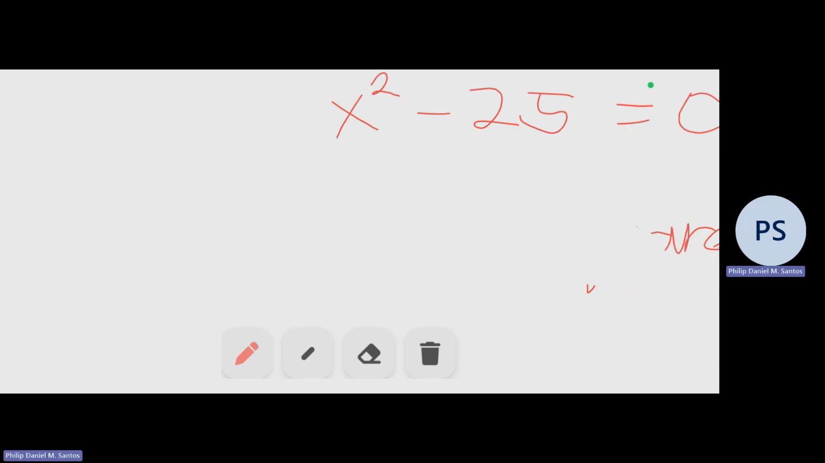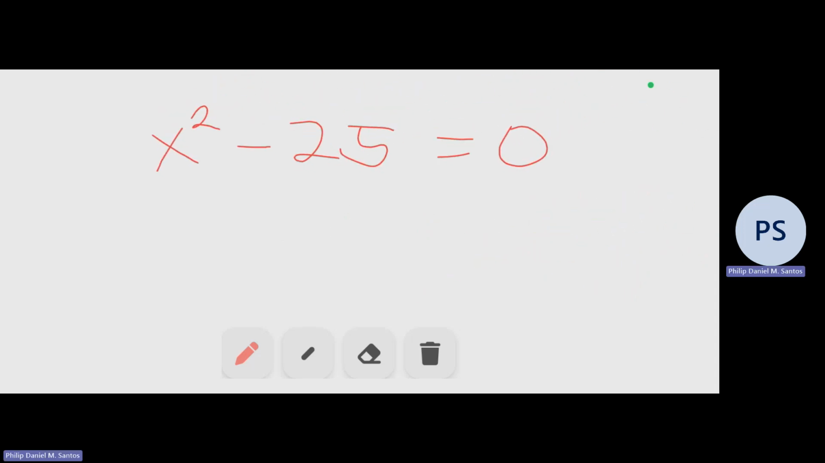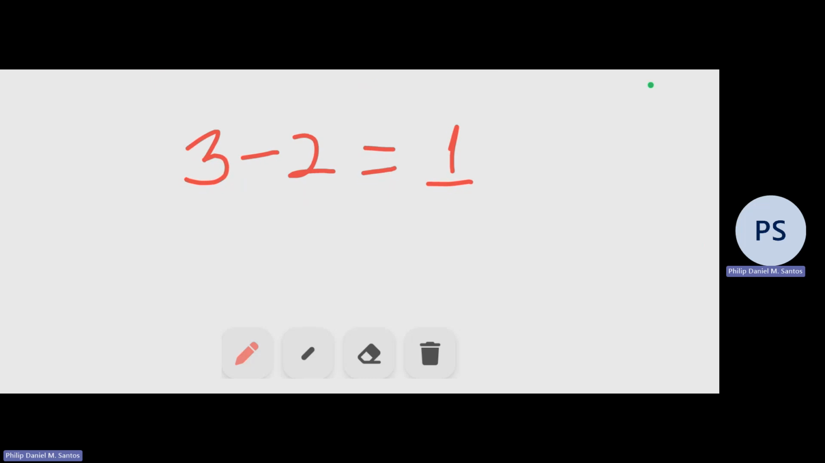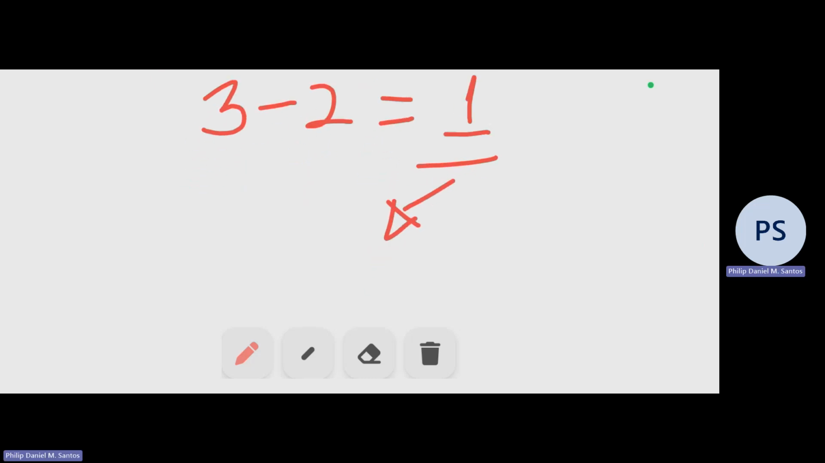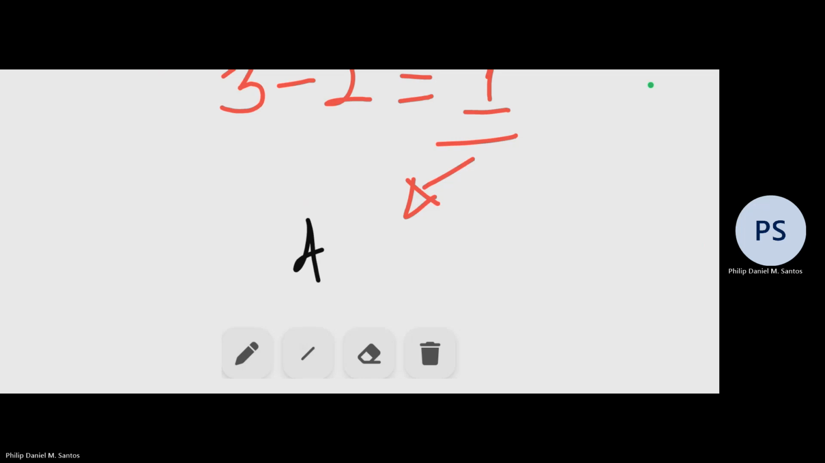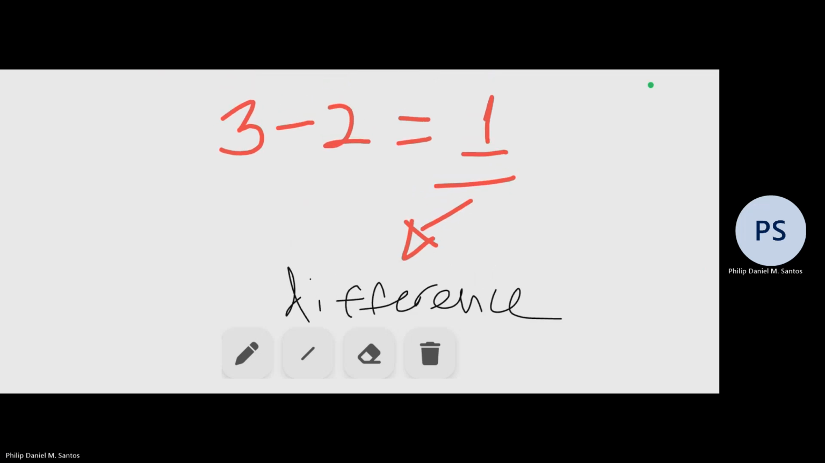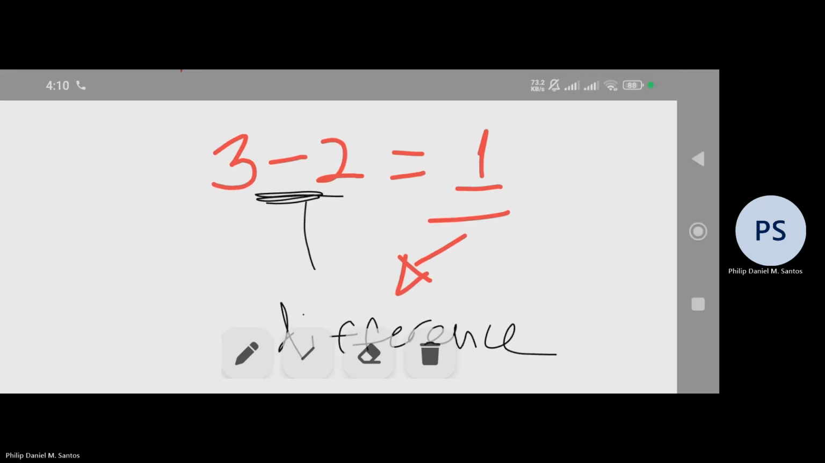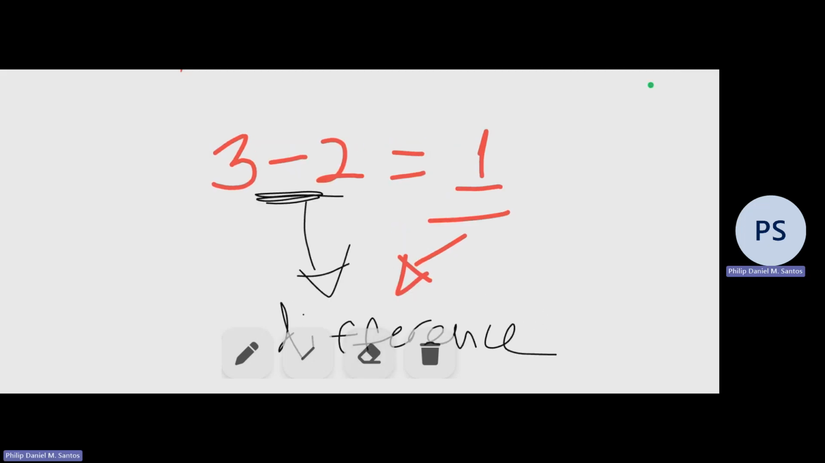Well, if you remember from elementary, when you subtract two numbers, let's say 3 minus 2 equals 1, you are getting the difference. That means subtraction results to the difference.